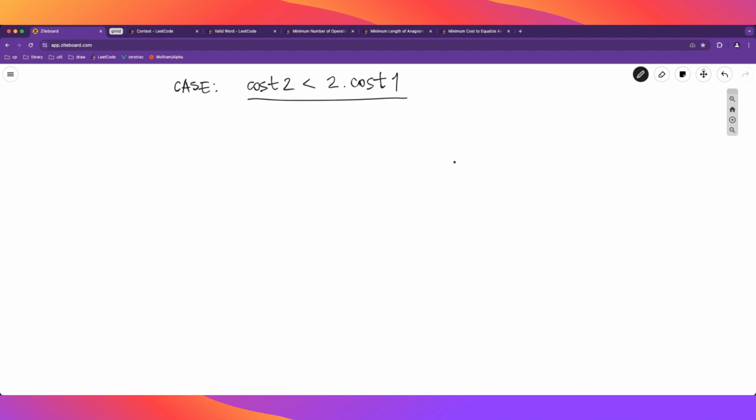So notice that we don't know what's going to be the target value, right? The final value that they will all achieve.